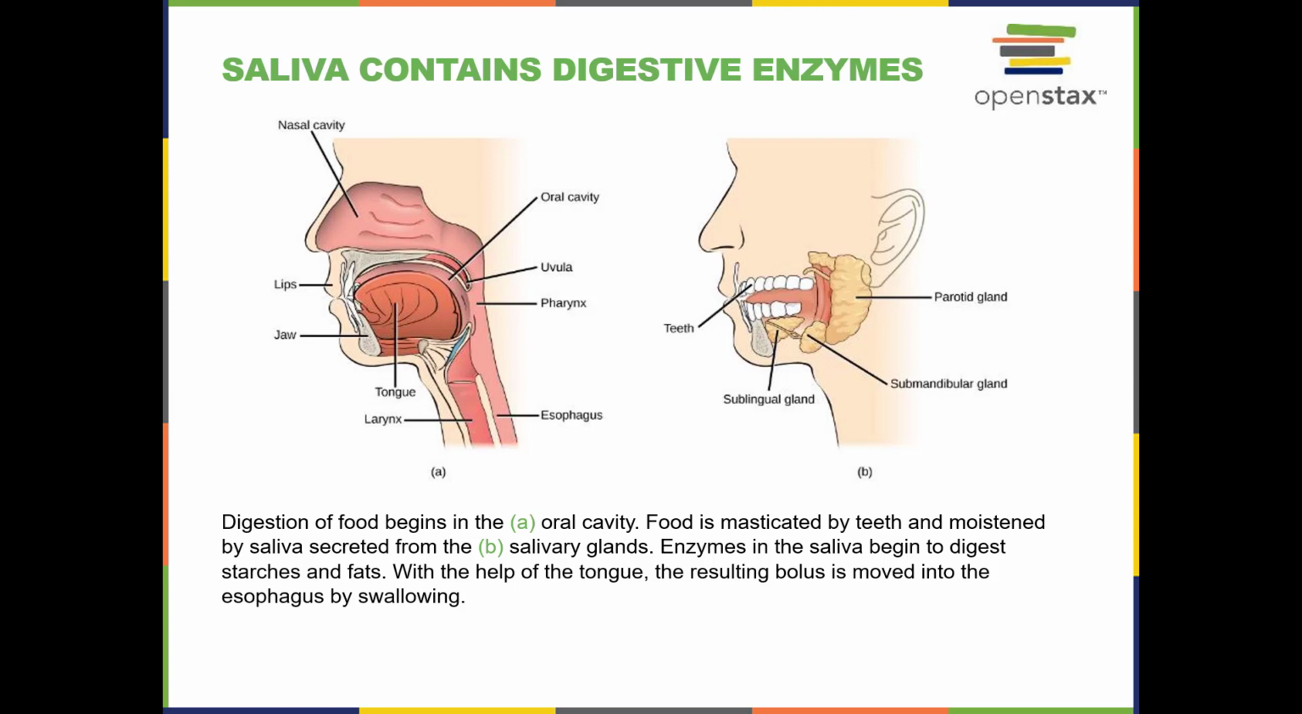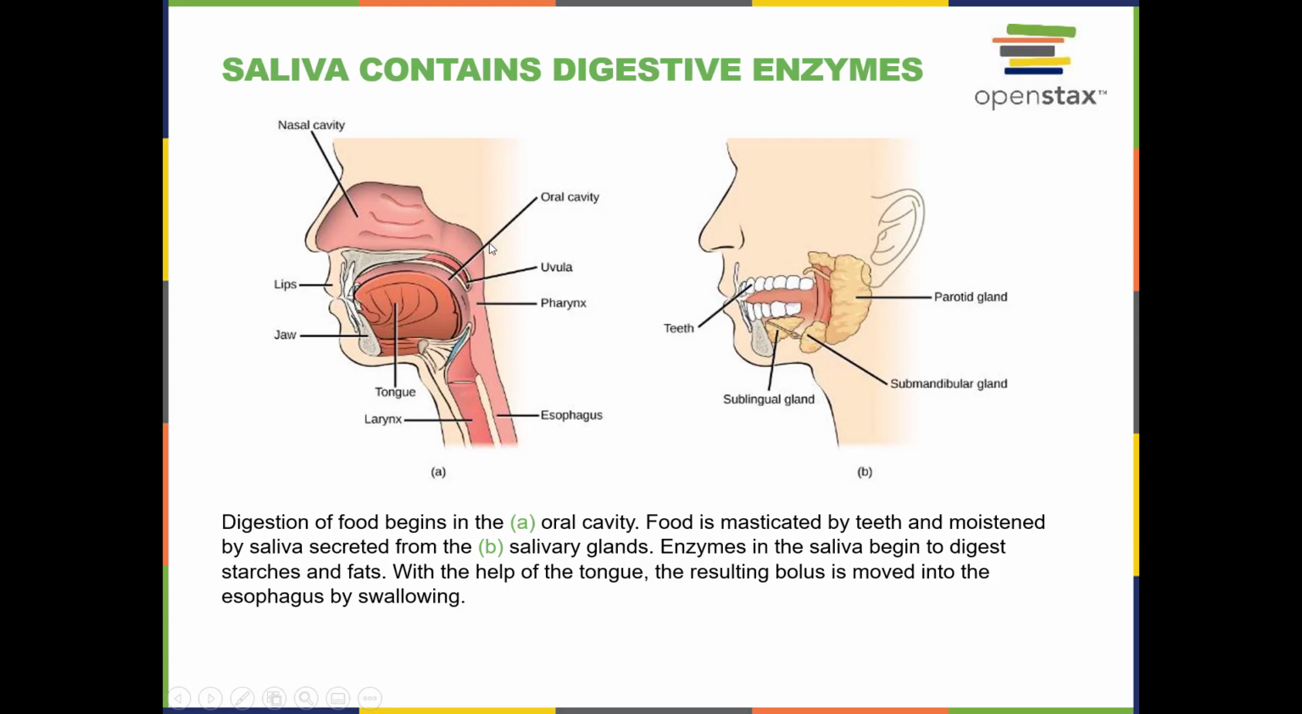This space here, let me get my pointer, so here's the tongue. It's actually a pretty large structure. It's all muscle, and then this space here is the oral cavity. So the mouth itself, if we're going to be technical, is just the opening and where the lips are. And then the oral cavity is here. And then behind that is the pharynx.